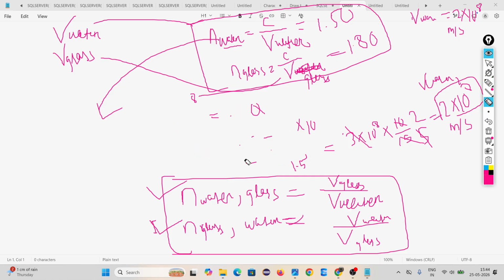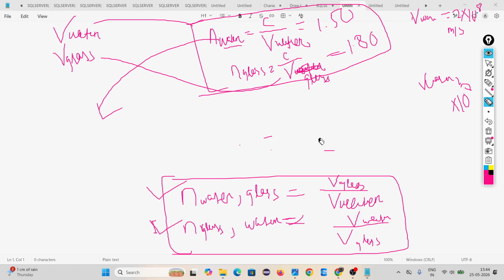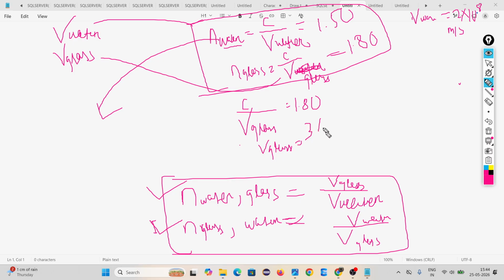Then come to the second formula to find the speed of light in glass. This type of question you have to prepare. At least one question will come in your final exam. So the speed of light in glass: if I put the value, V of glass equals 3 into 10 to the power 8 upon 1.8.